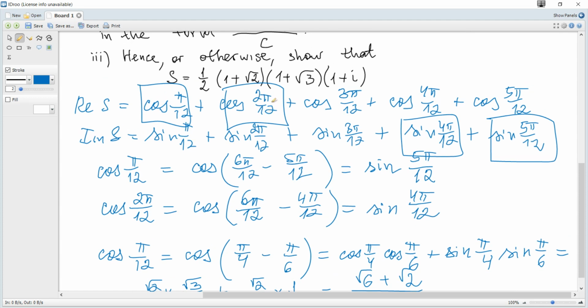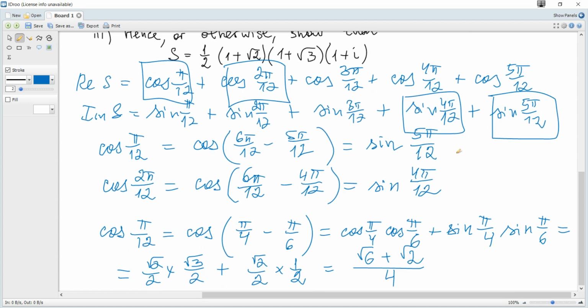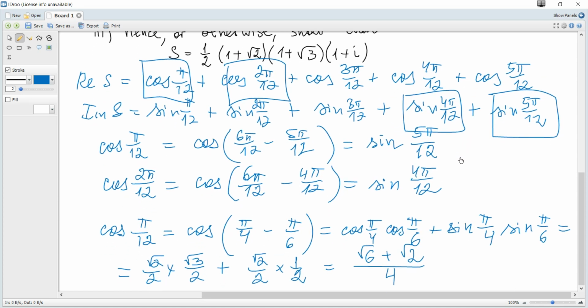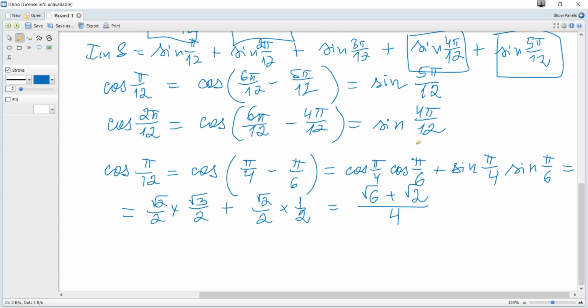2 pi over 12 is pi over 6, which is 30 degrees, and there is an exact value. 3 pi over 12 is pi over 4, also with an exact value. 4 pi over 12 is pi over 3, which is 60 degrees, also an exact value. And we need the exact value of 5 pi over 12.